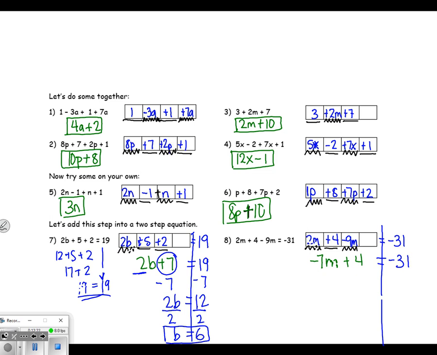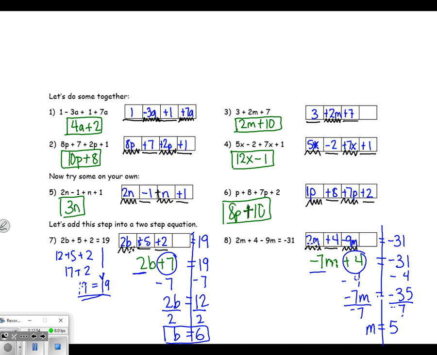Now I got my constant, I got my coefficient. I'm going to subtract 4 from both sides. A negative minus a negative gives us more negatives. So I got negative 7m equals negative 35. Then I got to deal with my coefficient. It's multiplying right now, so I'm going to divide by negative 7 on both sides. Gives me m equals, a negative divided by a negative gives me positive. So that gives me positive 5.